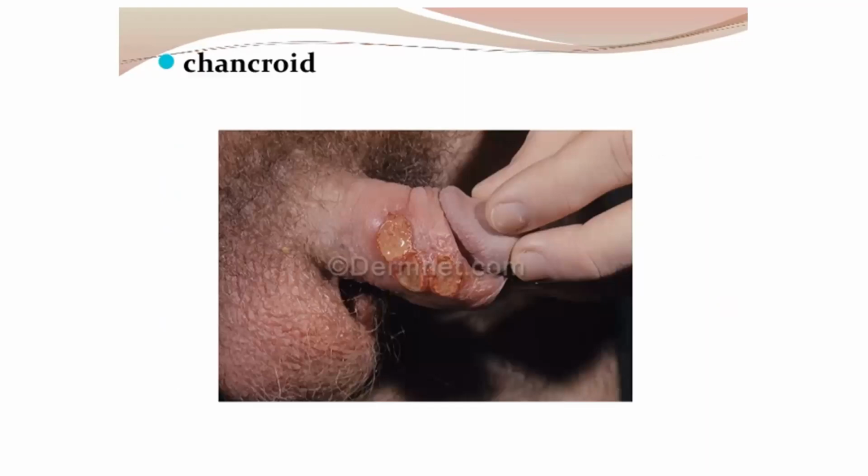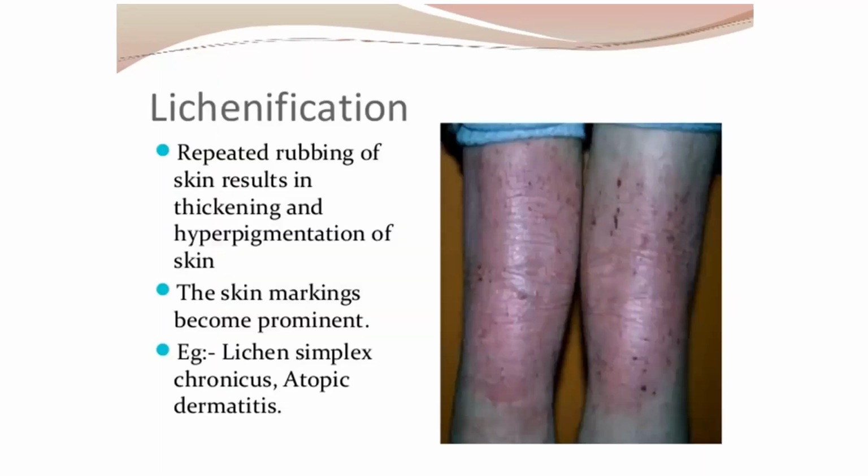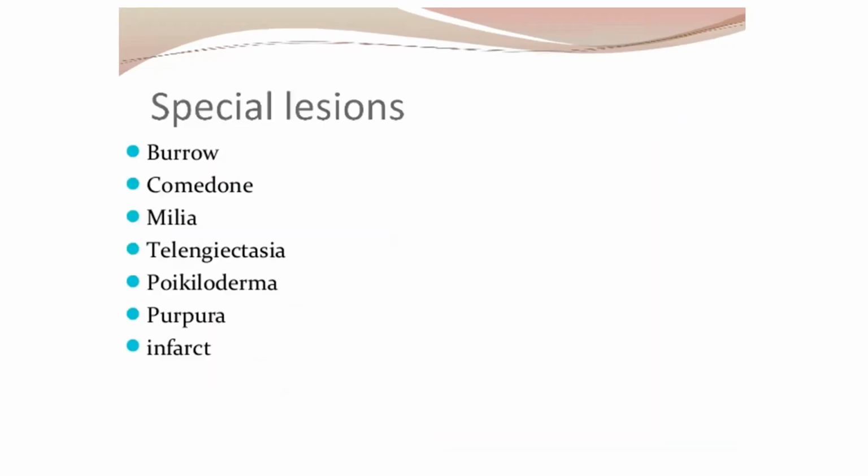Chancroid basically is a type of ulcer. You can see the ulcer. It crosses the dermoepidermal junction, and therefore it results in scarring. Lichenification, repeated rubbing of the skin, results in thickening and hyperpigmentation, and the skin markings become prominent. For example, lichen simplex, atopic dermatitis.